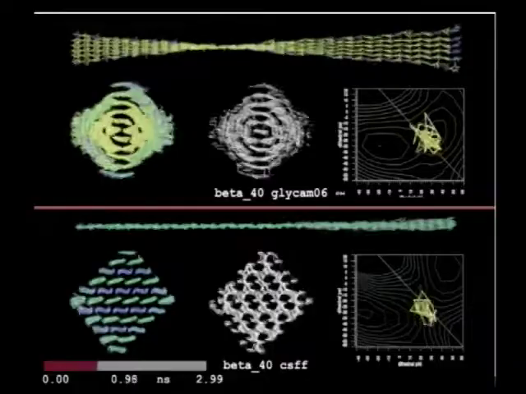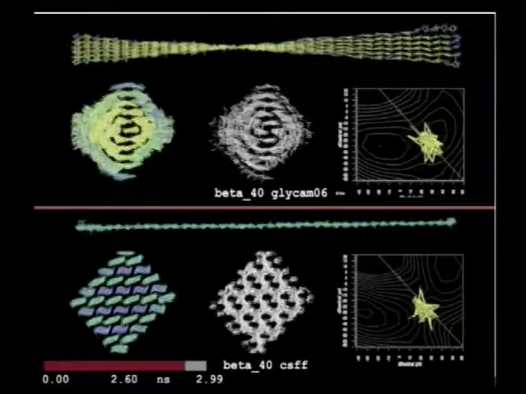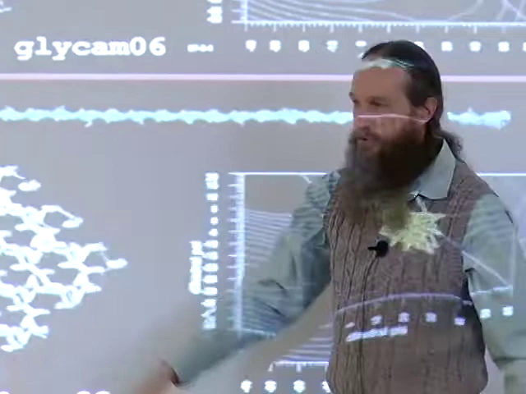Now, looking at the old CHARMM carbohydrate force field, we had a completely different behavior from what the Amber force field was showing us. So we had to make a choice here between these two. But it seemed pretty clear that this one wouldn't be it, because there's no TG at all in this. It all went to this GG and GT.